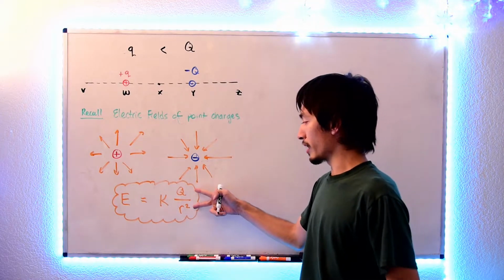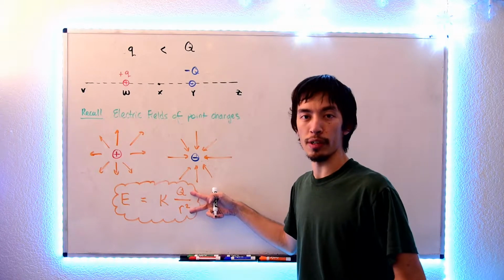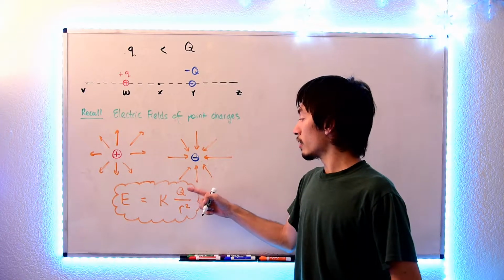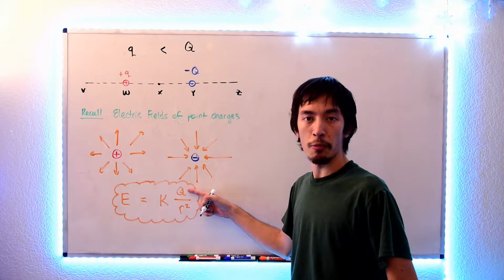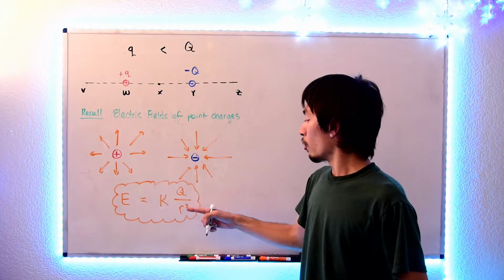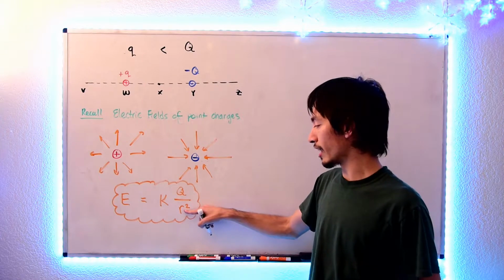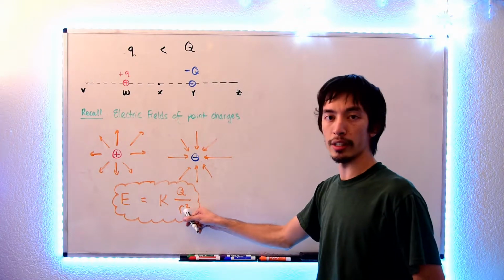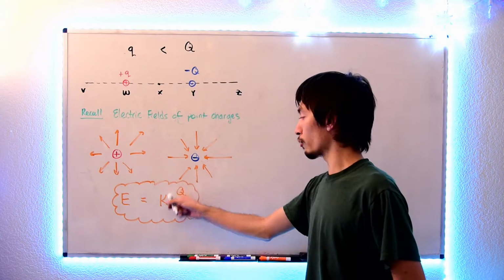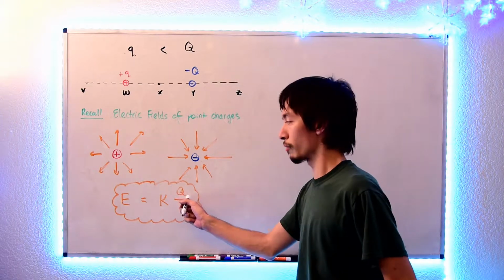But then that boils it down to two factors that affect the electric field. You can make the charge bigger, and that will make the electric field bigger. Or you can make the distance to the charge smaller because it's in the denominator. So by making something smaller in the denominator, it makes the whole fraction collectively larger. So it makes the electric field larger.